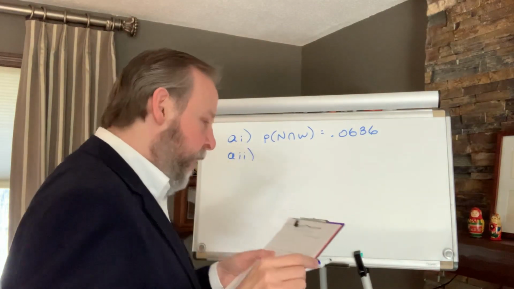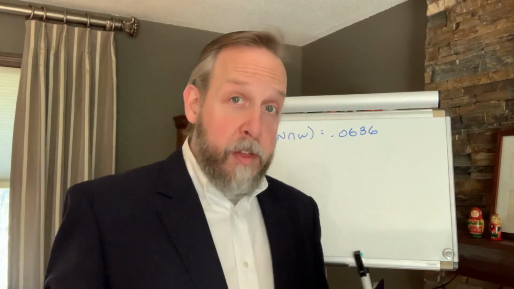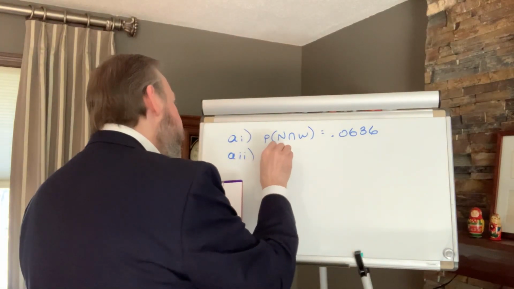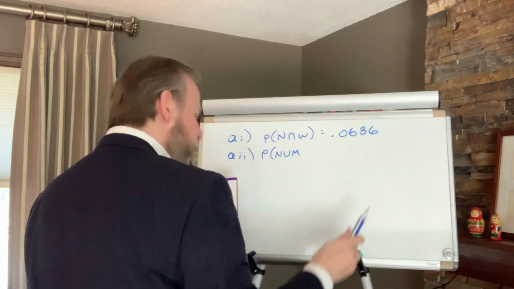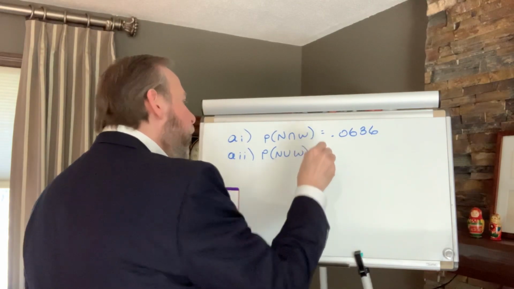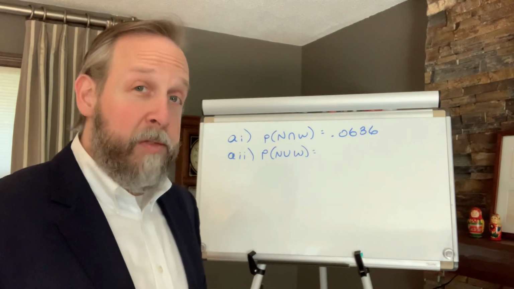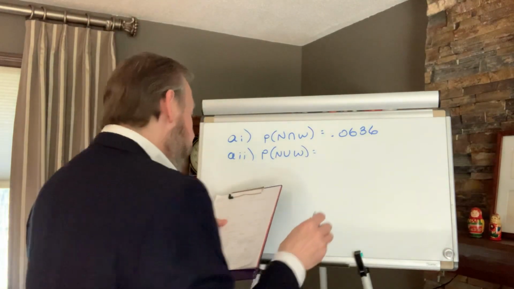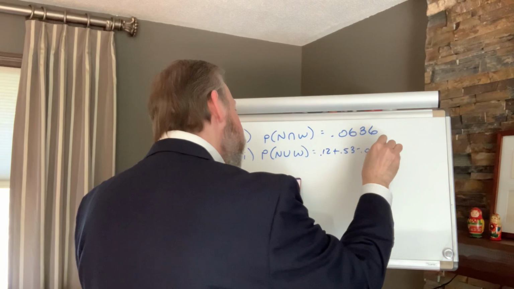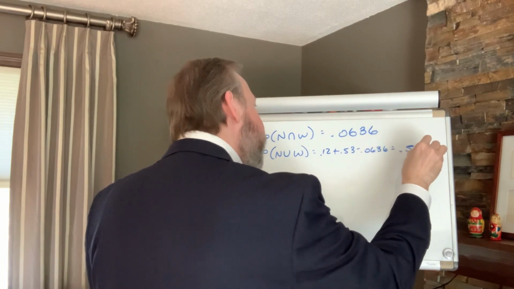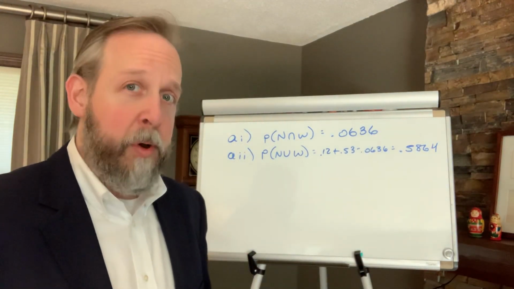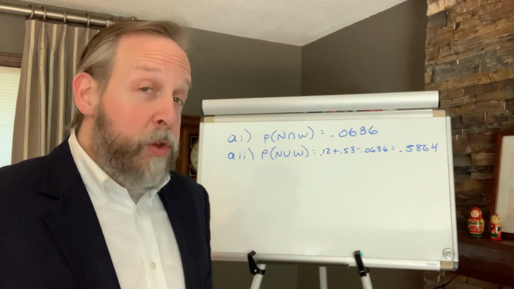For part 2 of A, it asked you to find the probability of finding either a person who never takes medication correctly or is a woman. And that's the union of N and W. All right. How do we find the union? Well, that's the sum of the two events' probabilities minus their intersection. Well, that's 0.12 plus 0.53 minus 0.0636, which is 0.5864. Showing the math is actually an important part of getting the full credit on these open-ended prompts. So you would want to show this.